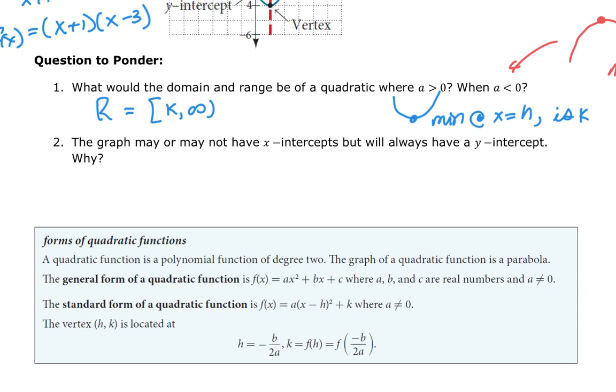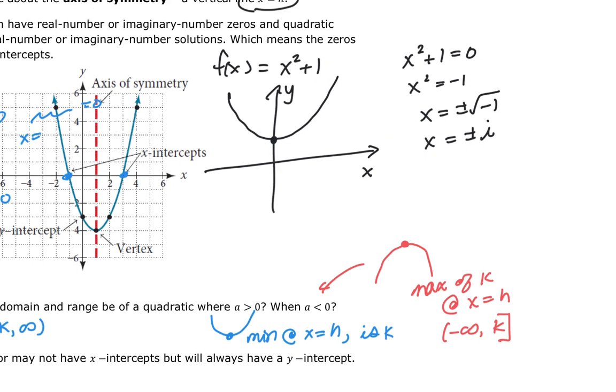The graph may or may not have an x-intercept, but it will always have a y-intercept. Well, that's because we can only set the variable equal to 0 and solve for y. When we set y equal to 0 and solve, as you can see from up here on this example, I ended up with a complex number, which means I have a quadratic. It's a beautiful quadratic, but it's not crossing the x-axis.